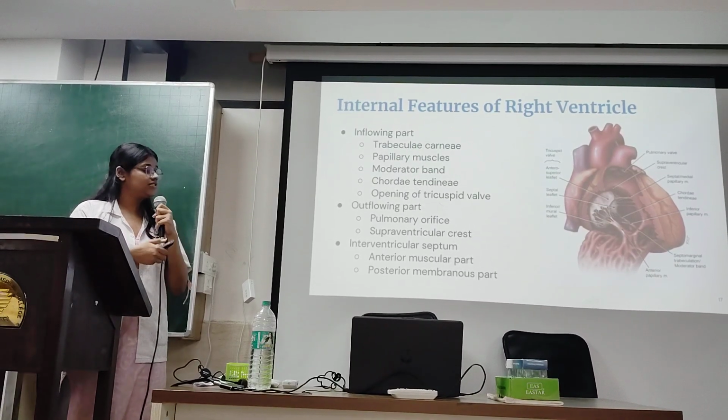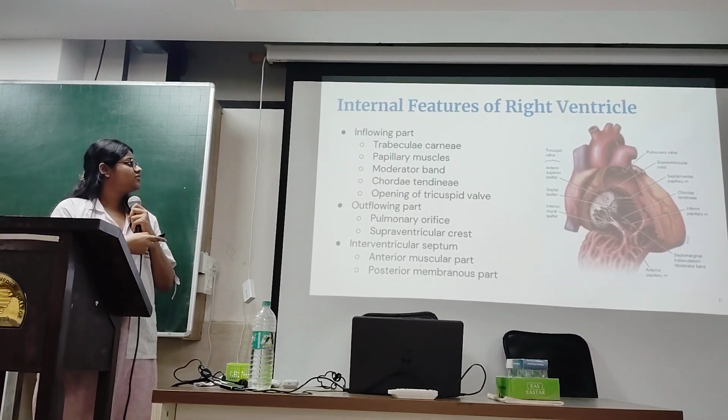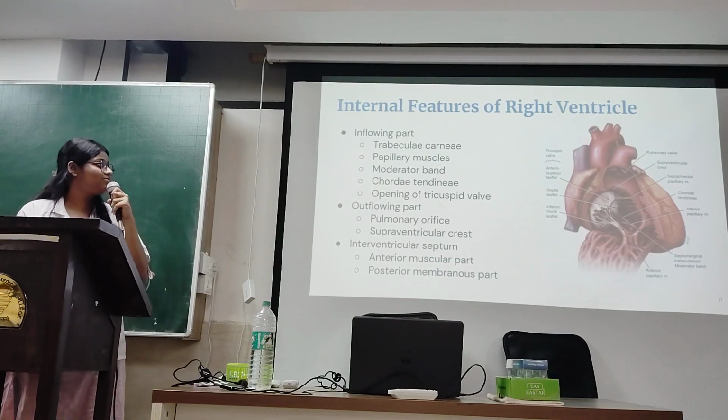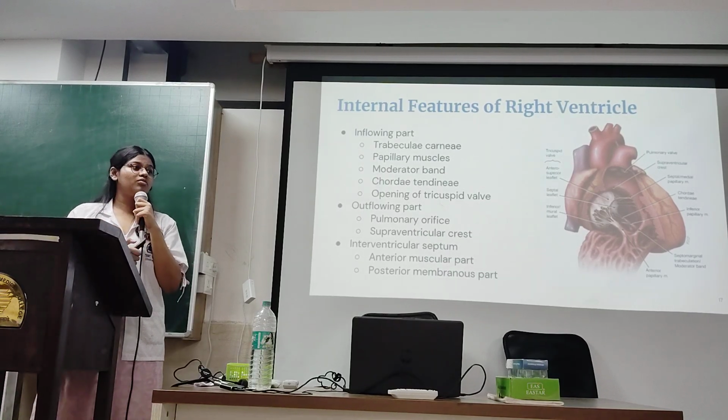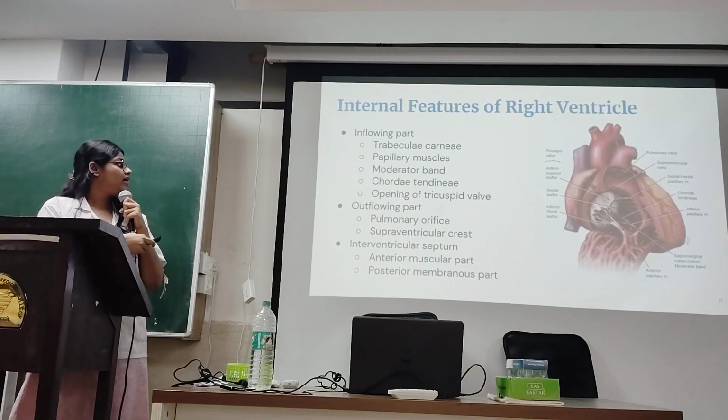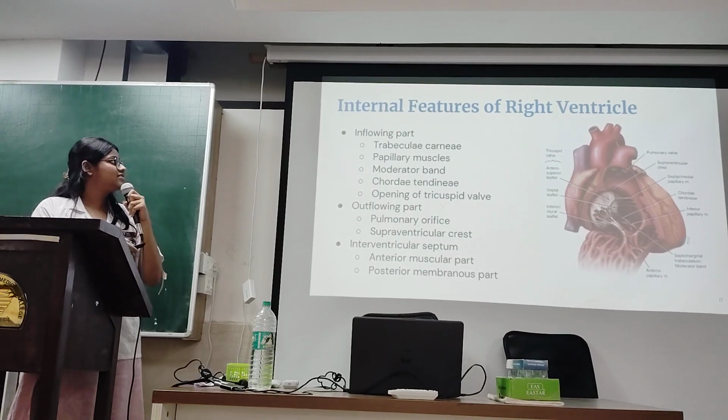And the internal features of the right ventricle. So it consists of three parts: the inflowing part, which is the rough part, which is developed from the primitive ventricle, and the outflowing part and interventricular septum.